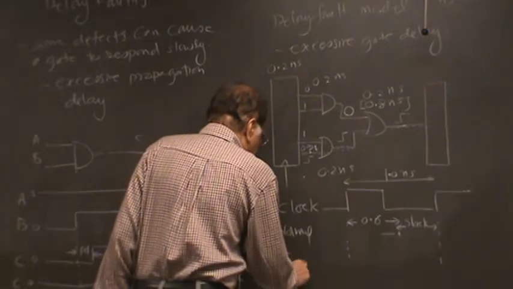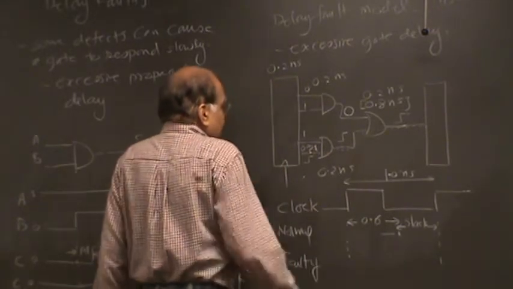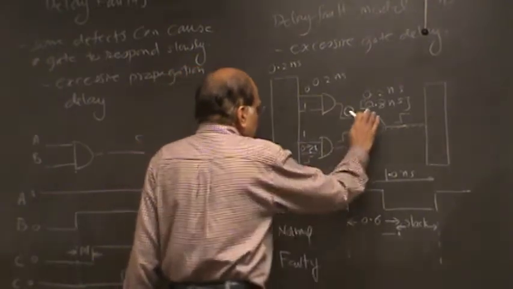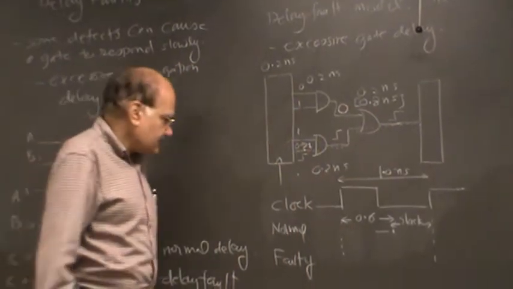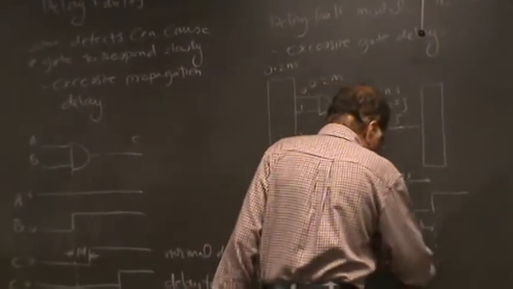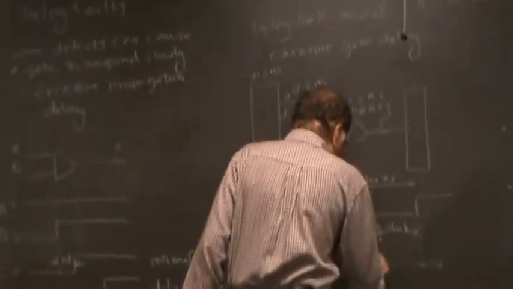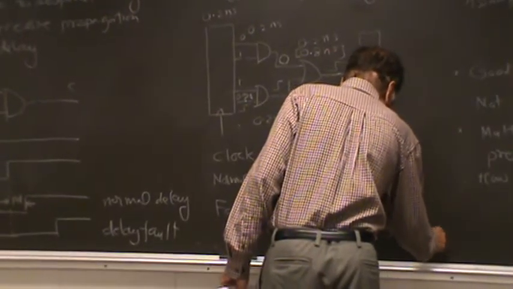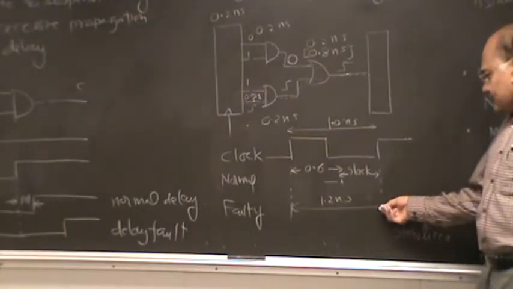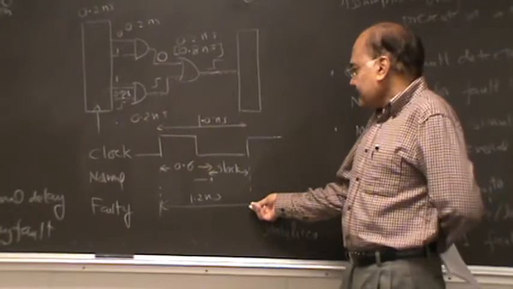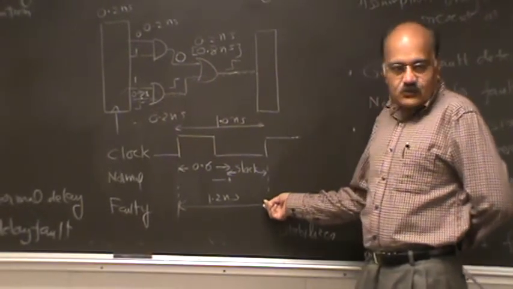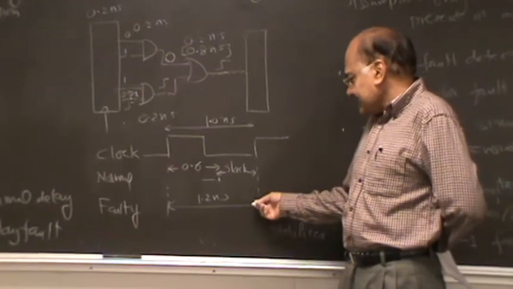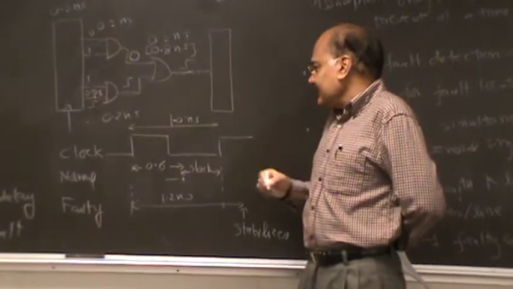But if it is faulty, the delay is going to be 0.2 plus 0.2, that's 0.4, plus 0.8, that is 1.2 nanoseconds. So basically here at 1.2 nanoseconds is where it stabilizes. So your transition is not going to arrive at this point. What will happen is that on the rising edge of the clock, a wrong value is going to be latched. This transition does not arrive at the right time, so it is going to latch the incorrect value.